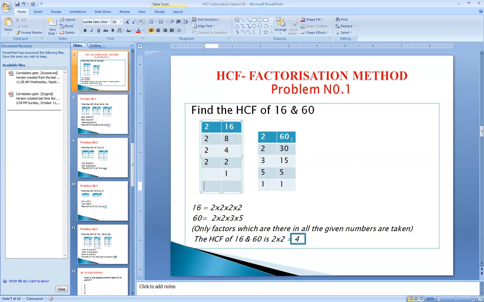Similarly, we should calculate the factors for 60. In the same way as we did for 16, first divide by 2. It divides: 2 30s are 60, 2 15s are 30. Then 15 is not divisible by 2, so we divide by 3: 3 5s are 15. Since 5 is a prime number, 5 1s are 5. So this is how to calculate the factors for 60. The factors for 60 are 2 into 2 into 3 into 5 into 1. So these are the factors for 16 as well as 60.